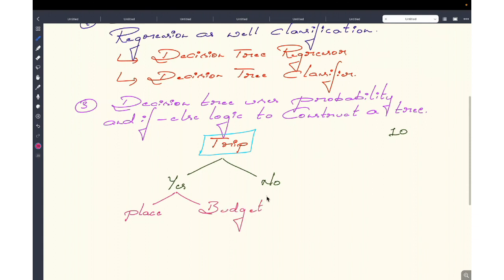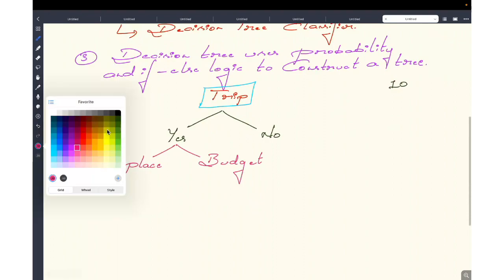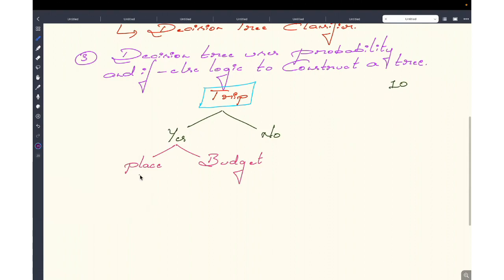Okay, again, what happens when it comes to a place? Let's say they are saying one particular specific place. So some say yes, some are not happy, they'll say no. Okay, again, people who said yes, check with a budget as well. You'll get to know yes, no. So like this, an incremental tree will get developed by using an if else logic.